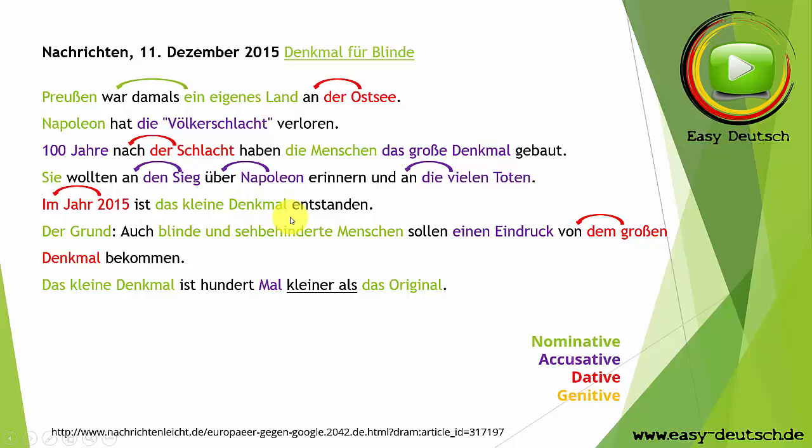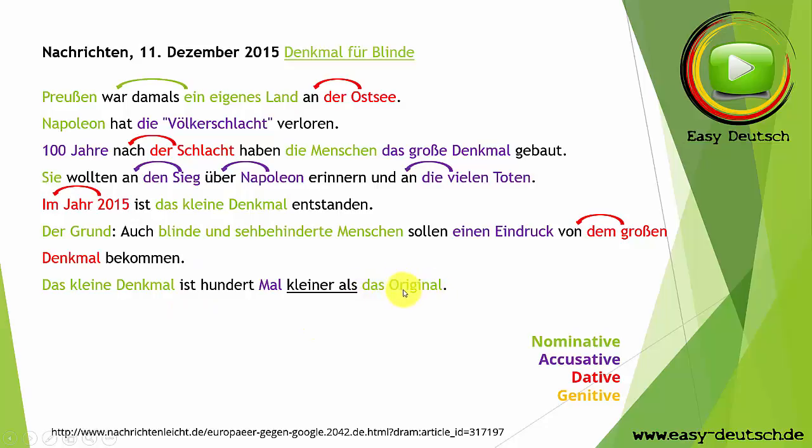Das kleine Denkmal ist 100-mal kleiner als das Original. So the small memorial is 100 times smaller than the original. We have twice the nominative here and once the accusative. So let's check first the nominative ones. Das kleine Denkmal, the small memorial, is obviously nominative case because it's the subject of the verb to be.